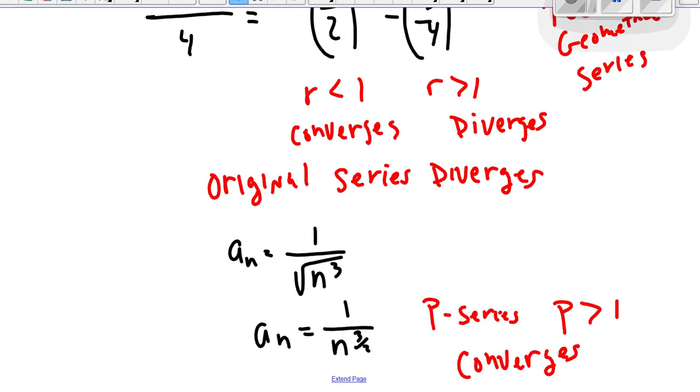Now I've got a sub n equals 1 over the square root of n cubed. So that's 1 over n to the 3/2 power. This, of course, is a p series, and our p is 3/2, which is greater than 1. So the whole series converges.